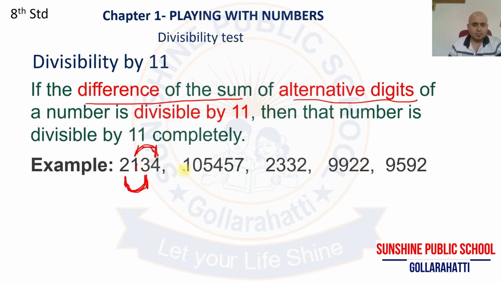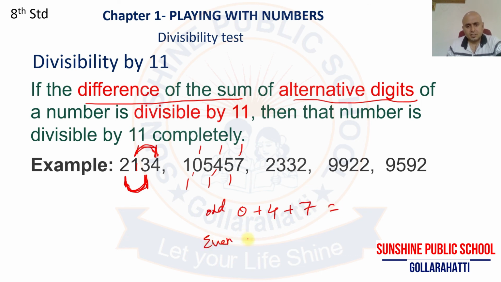Let us check the second example, that is 1,05,457. So this is odd digit, even digit, odd and even, odd and even. So the odd ones, I am writing: 0 plus 4 plus 7. So these are the odd digits. And the even ones are 1 plus 5 plus 5.